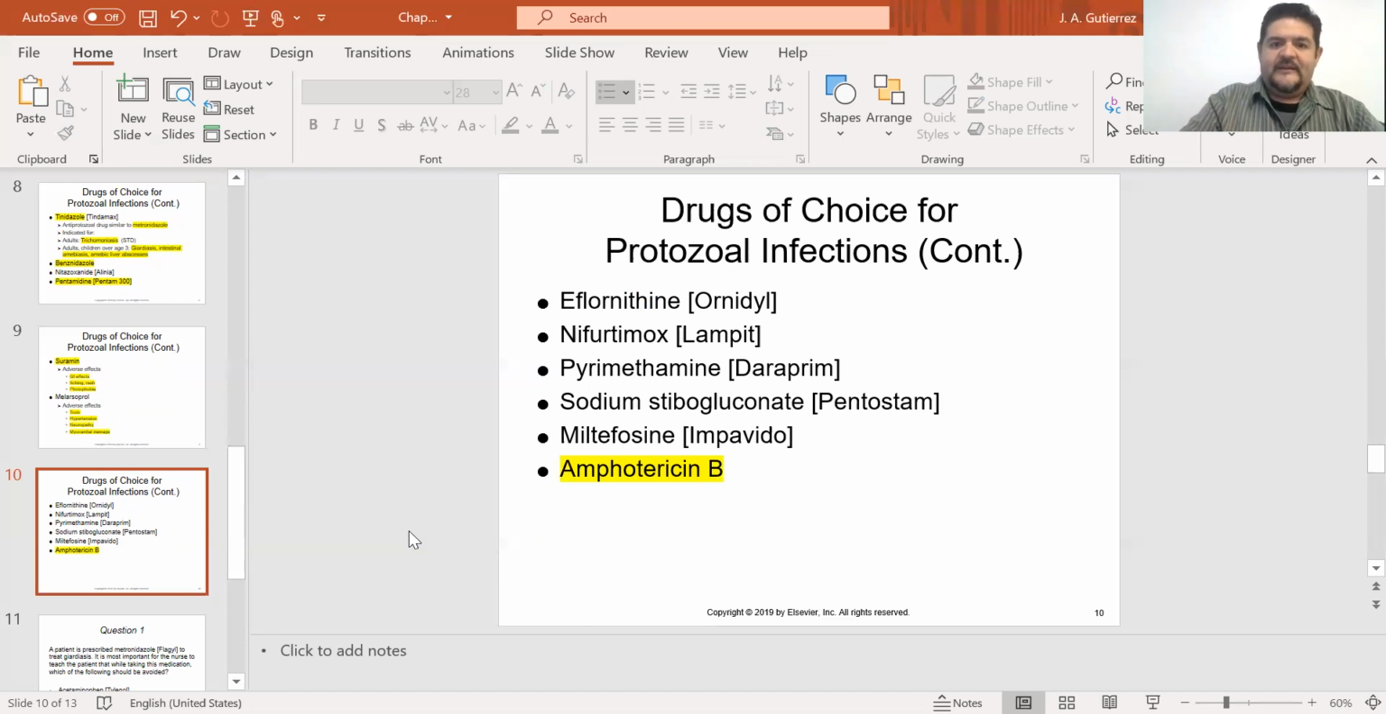So in those cases, that's when I have to be aggressive. I have a systemic infection by amoeba, systemic amoebiasis, and that's when I use amphotericin B. And we mentioned already that amphotericin B is a very aggressive, very toxic medication, so we need to do the proper follow-up. For a review on amphotericin B, go to the chapter regarding the fungal drugs, or antimycotic drugs.